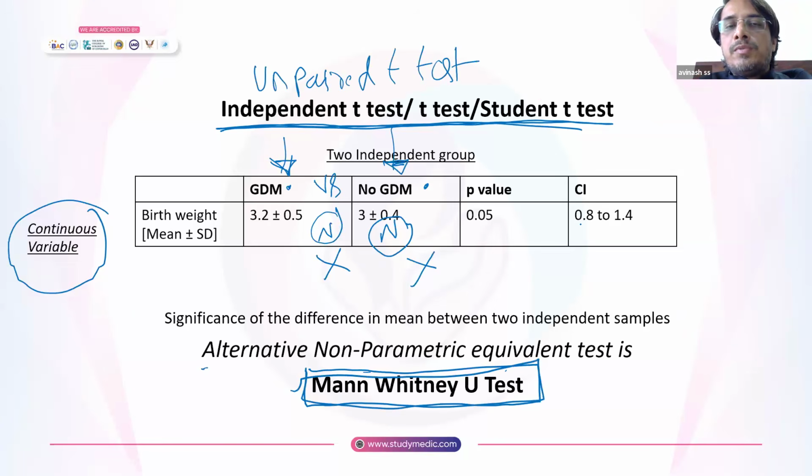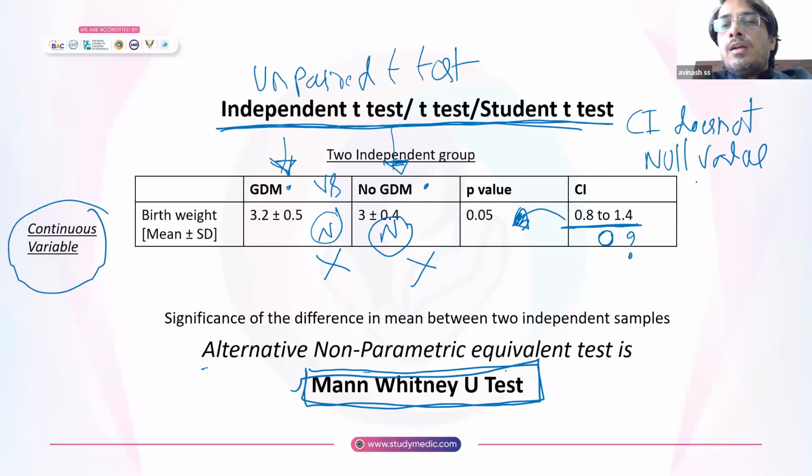Now look at the confidence interval of the mean difference here. It is 0.8 to 1.4. Okay, if the mean difference is 0, that means there is no difference. Does the confidence interval include the null value of 0 within it? No, it is 0.8 to 1.4. No, that's why it is significant. So another statement that we can make here is if the confidence interval does not include the null value within it, then the finding is significant.